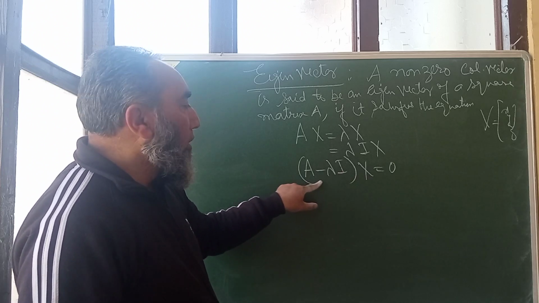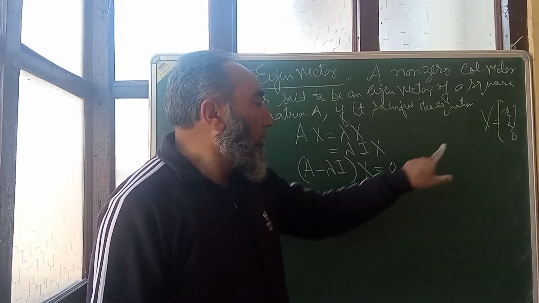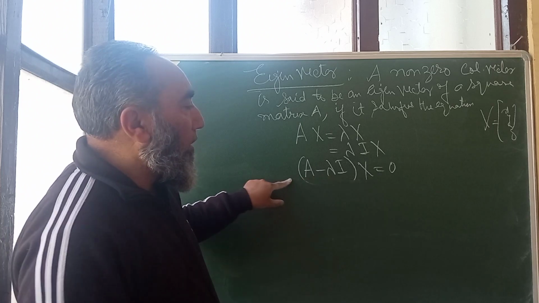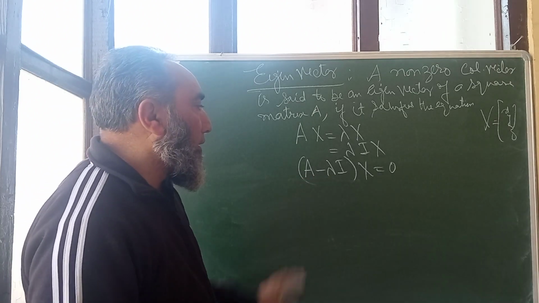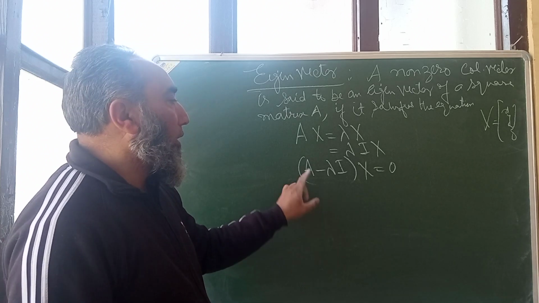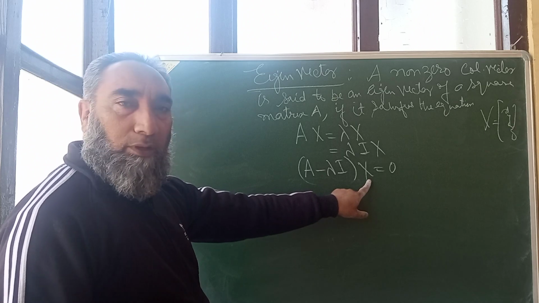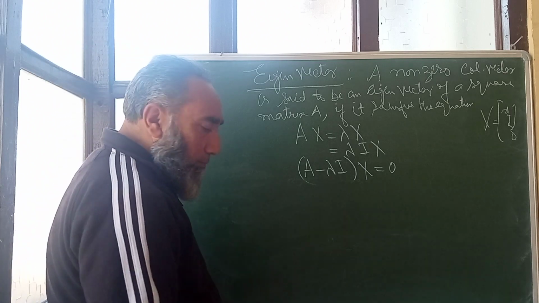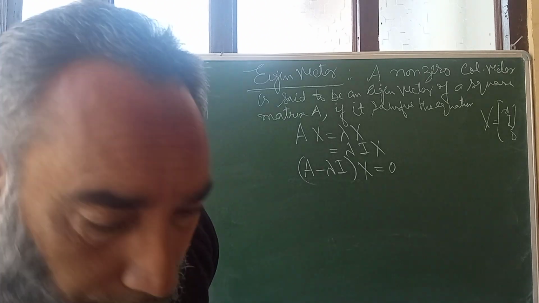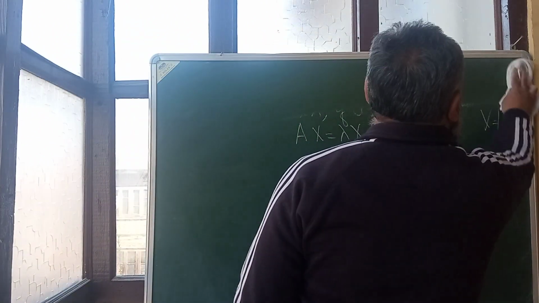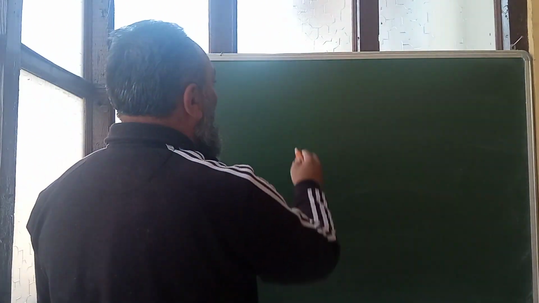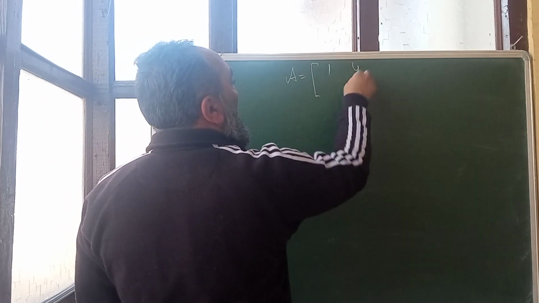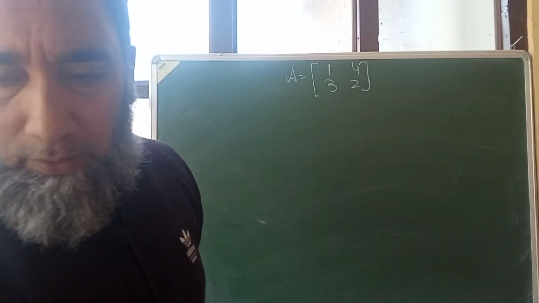This is the characteristic matrix of A multiplied by this column vector is 0. These are the solutions of this characteristic matrix. So a non-zero column vector x is said to be an eigenvector of a square matrix A if it satisfies this equation. For example, the first example, A equal to, what was the first example? 1, 4, 3, 2. Is it 1, 4, 3, 2?